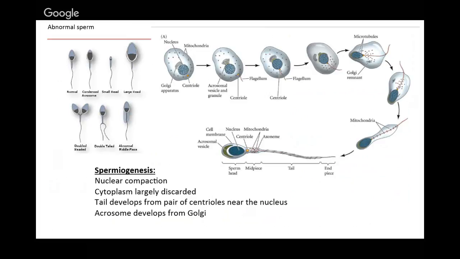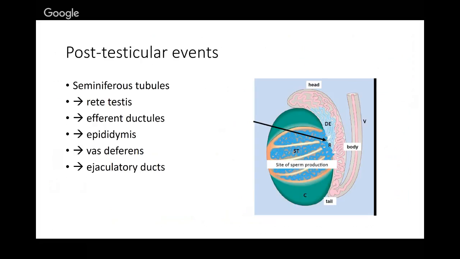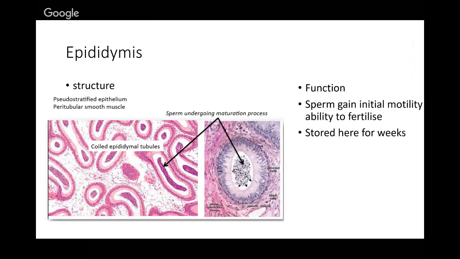Okay. Oh, and then sperm can become abnormal. All right. So after the sperm is produced in the testis, it will go into the rete testis and then efferent ducts and then reach the epididymis and then get out and into the vas deferens and then into the ejaculatory ducts. So it joins together with the secretion from the seminal vesicles, as well as secretion from the prostate and everything. So yeah, eventually you have semen.